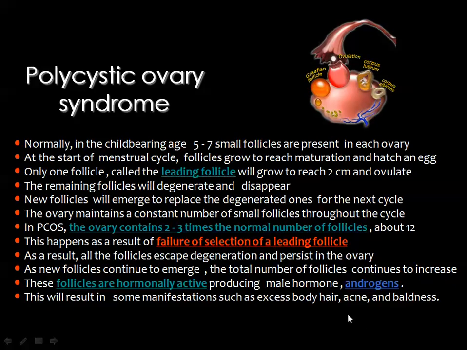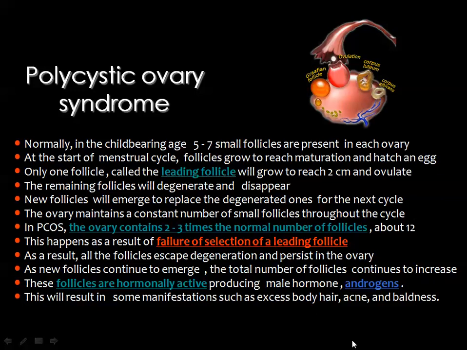Then what is the story of polycystic ovary? Normally, in the childbearing period, there are 5 to 7 small follicles in each ovary. At the start of the menstrual cycle, the follicles grow to reach maturation and hatch an egg. One follicle, known as the leading follicle, will grow to reach about 2 centimeters and ovulate. Then the remaining follicles will degenerate and new follicles will appear. In normal conditions, the ovary maintains a constant number of small follicles throughout the menstrual cycle.